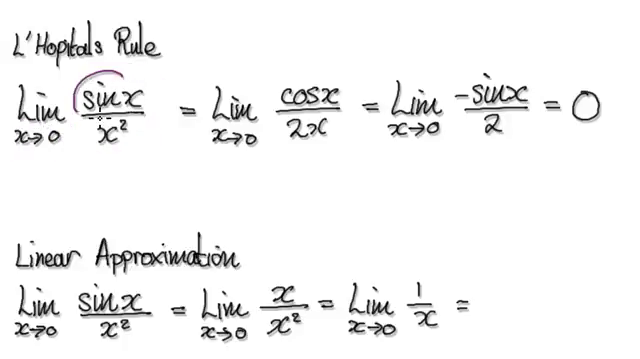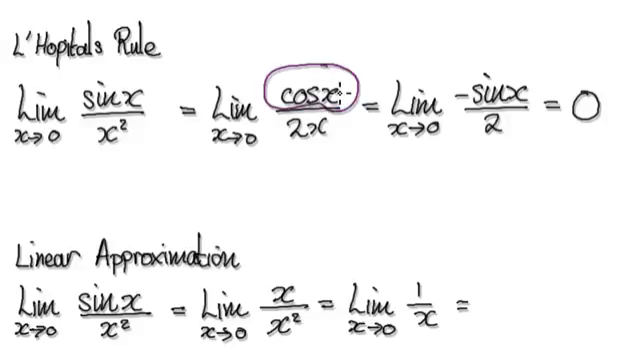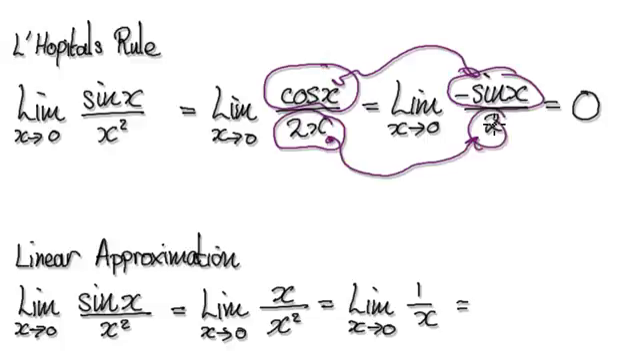So you would use L'Hopital's rule. So you would then differentiate this. That would then give you this. You would then differentiate this. That would then give you this. And then you would apply L'Hopital's rule again. Differentiate this. That would then give you this. Differentiate this. That would then give you this.